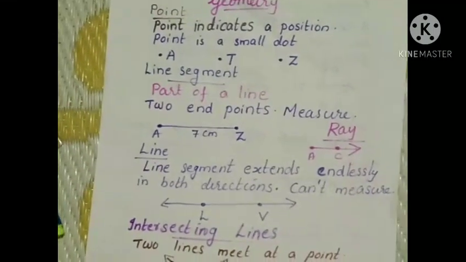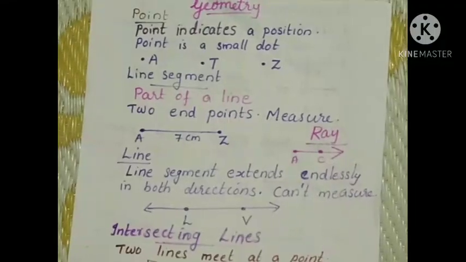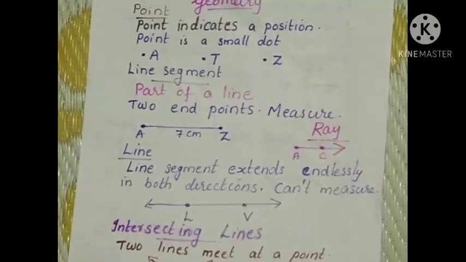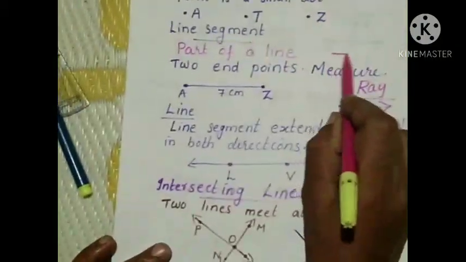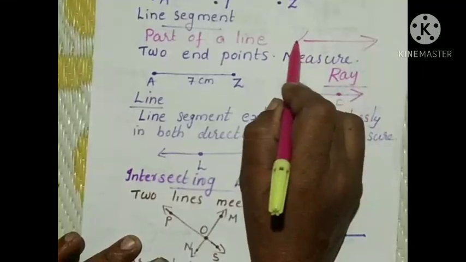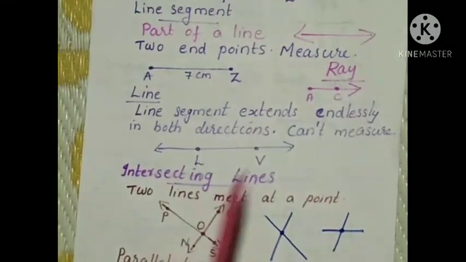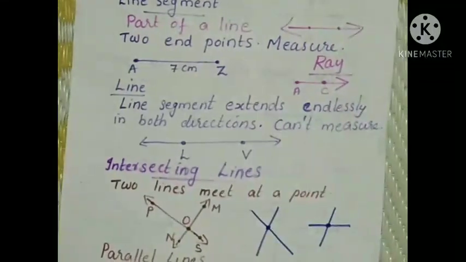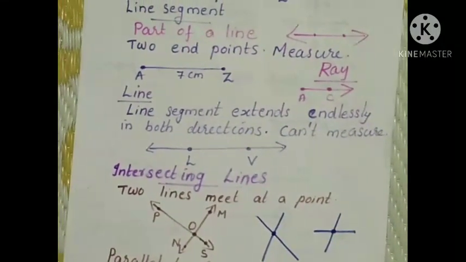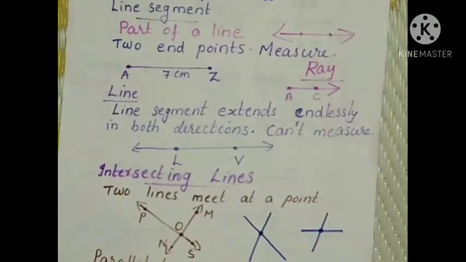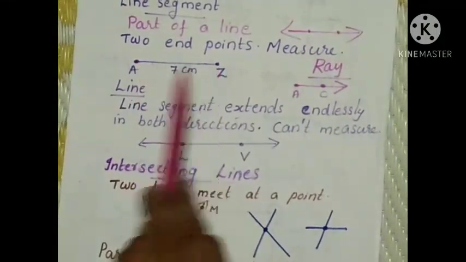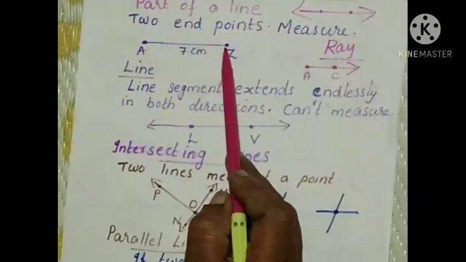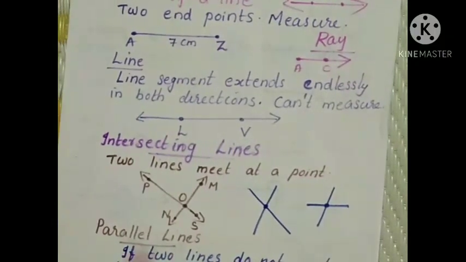Then if many dots combine together, we will get a line segment. That is a part of a line. We know what is a line. Line means endlessly moving lines. We can take 2 points from a line. That is called a line segment. You know a line segment has how many endpoints? 2 endpoints. Because it starts from here and ends at Z, therefore we can measure it.